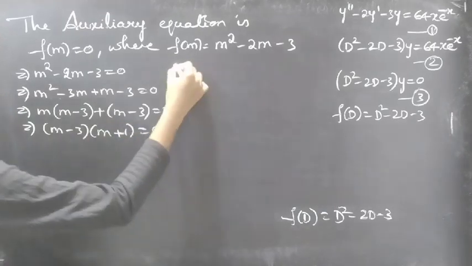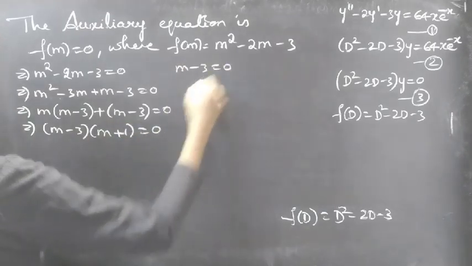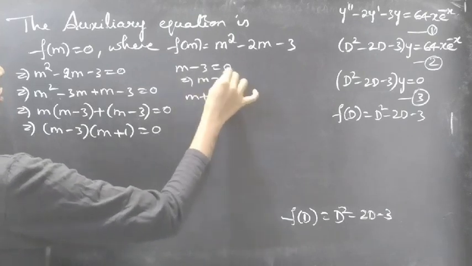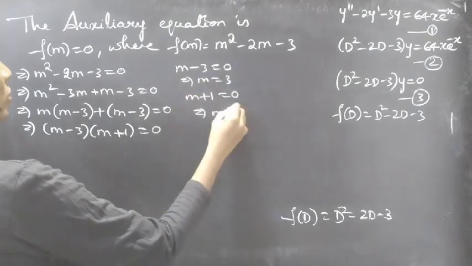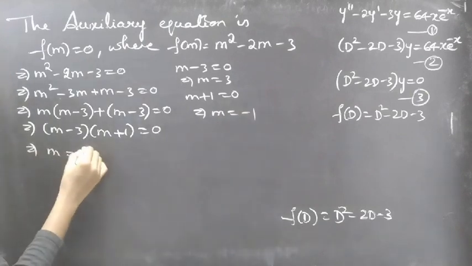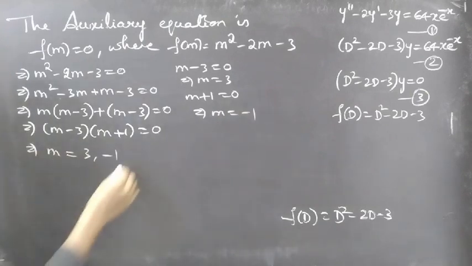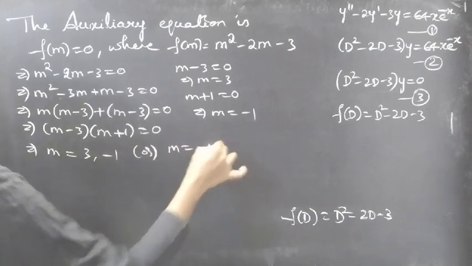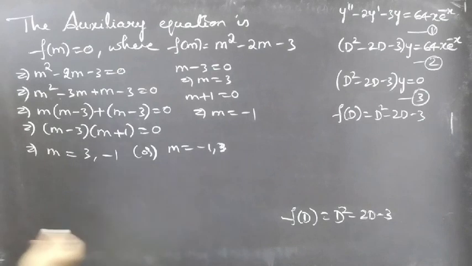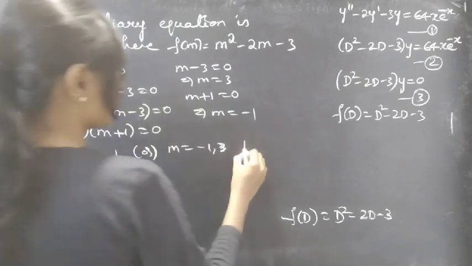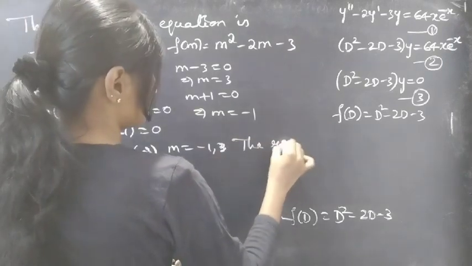Now equate each factor to 0. From m minus 3 equals 0, we'll get m equal to 3, and from m plus 1 equal to 0, we'll get m equal to minus 1. Then m equal to 3, minus 1 are the roots of our auxiliary equation, or m equal to minus 1, 3 are the roots of our equation, right? The roots are real and distinct.